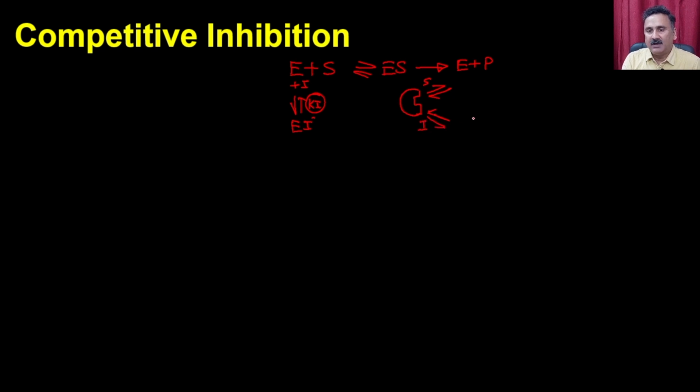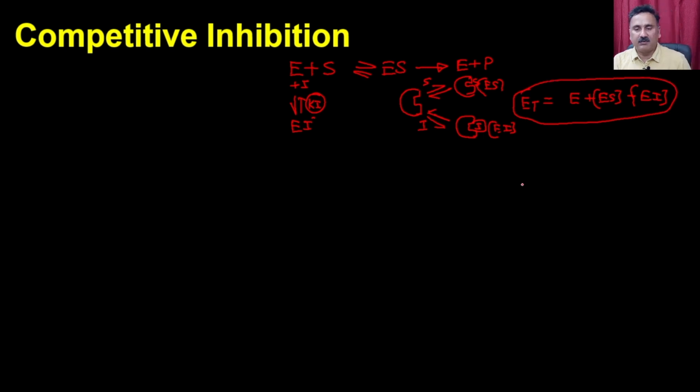So if you add the inhibitor, it is going to form the enzyme inhibitor complex, and if you add the substrate, it is going to form the enzyme substrate complex, which means for a competitive inhibitor, the enzyme is going to be fractionated into two complexes, enzyme substrate complex or enzyme inhibitor complex. And this means the total enzyme would be the free enzyme, the enzyme substrate complex, and the enzyme inhibitor complex. Okay, so you have to keep this in consideration when we discuss the kinetics.